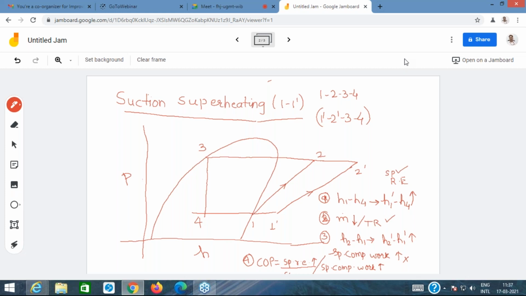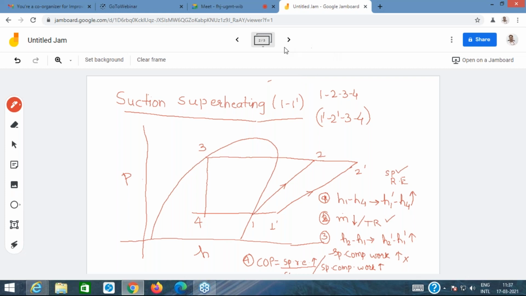So we should always insulate the suction line so that there is no suction superheating in the suction line. We should try to avoid suction superheating in the suction line, and we should aim for suction superheating within the heat exchanger, namely within the evaporator. And obviously, the reason being, and I am stressing this again and again, suction superheating in the evaporator would increase the specific refrigerating effect, and it would enhance the performance of the system.